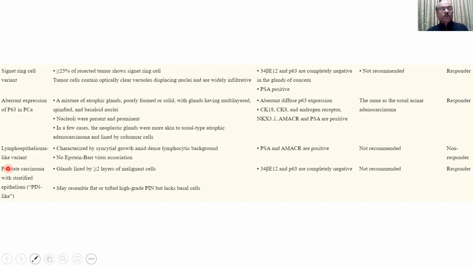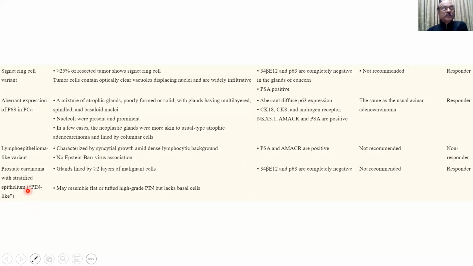Lymphoepithelioma-like variant characterized by syncytial growth and dense lymphocyte infiltration in the background, but no EB virus association. They are PSA and MHR positive, and they are not recommended for assigning a Gleason score. They are non-responders to androgen therapy.